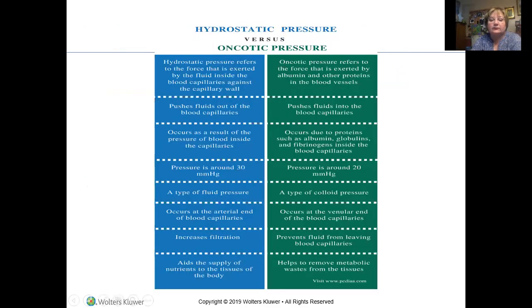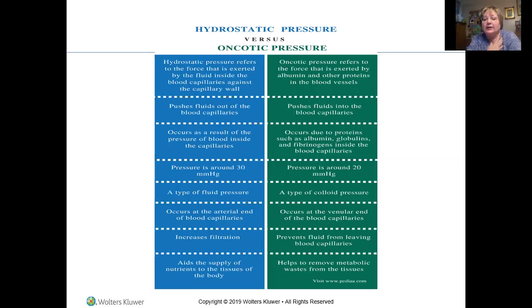Okay, let's go on. This is another slide I took from that site I just showed you. It compares hydrostatic pressure and oncotic pressure. Hydrostatic pressure refers to the force exerted by the fluid inside the blood capillaries against the capillary wall, which pushes fluid out of the capillaries into the tissue. And of course, with the fluid also goes oxygen and nutrients. That's how the tissue is getting that.